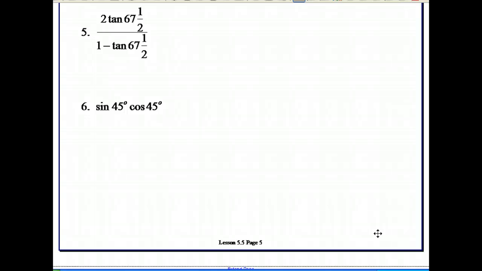Tangent of 67.5 all over 1 minus tangent. Guys, there's a typo on there. That should be 1 minus tangent squared. There's no identity that's written 1 minus tangent. So it's 1 minus tangent squared.